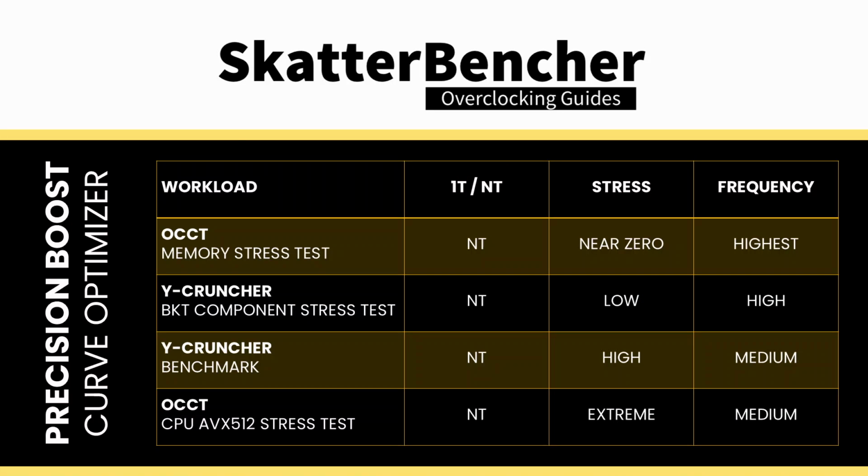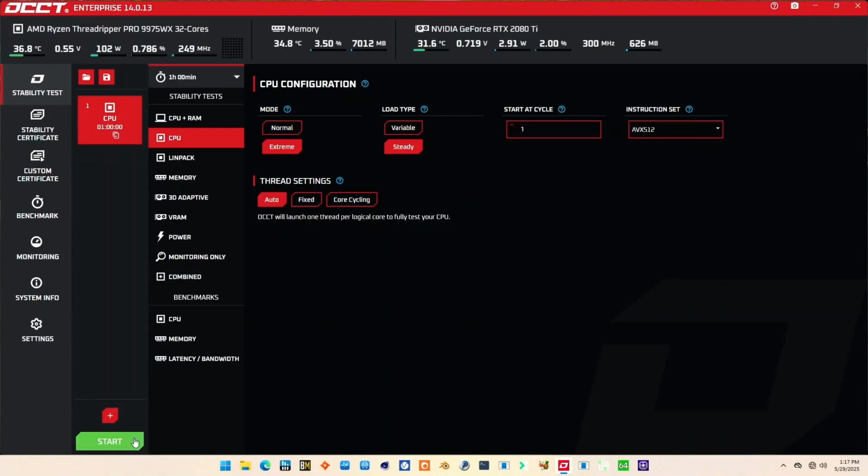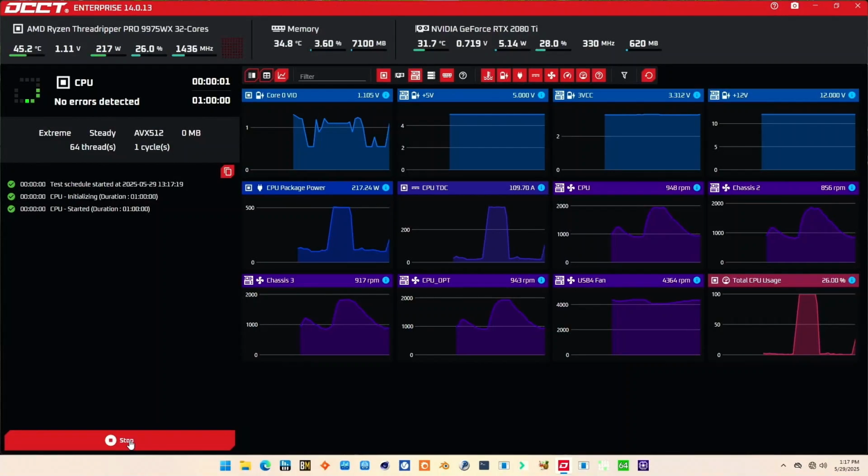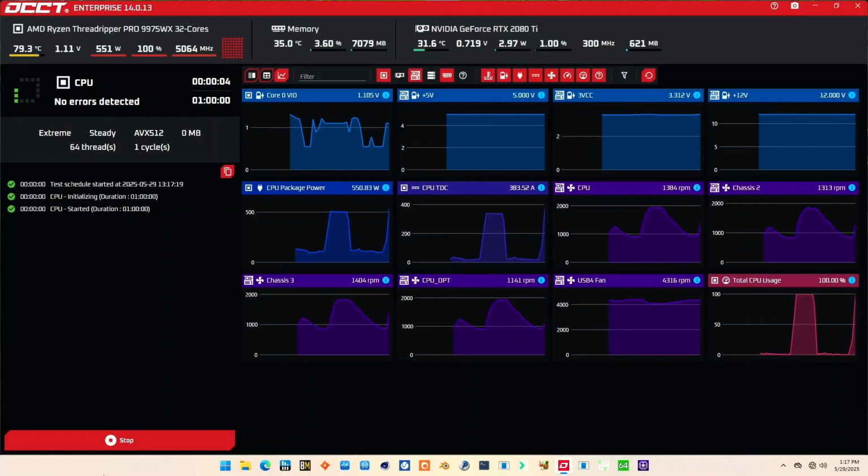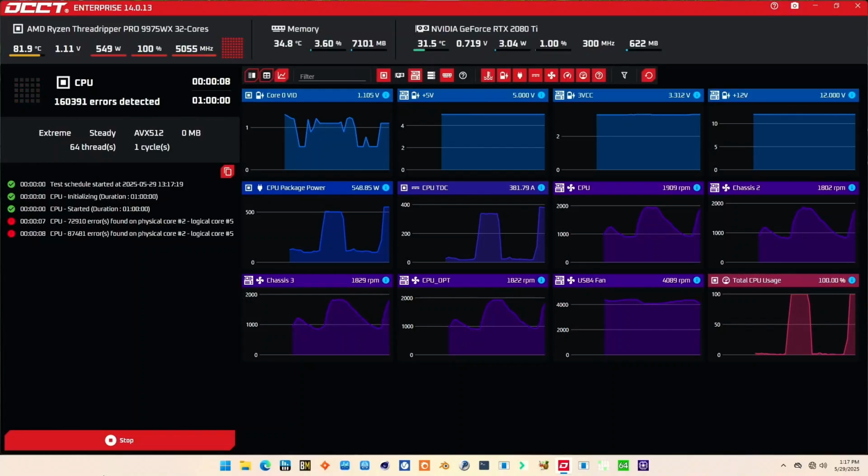I identified 4 typical workloads that tend to show early signs of instability. So when I increase the negative Curve Optimizer setting in steps of 5 points, I quickly check stability with each of these applications. Once I find an instability, I back off on the Curve Optimizer and check stability across the benchmark suite. Personally, I found that the OCCT AVX512 all-core workload was the first to show signs of instability with this particular CPU. An error has been detected.